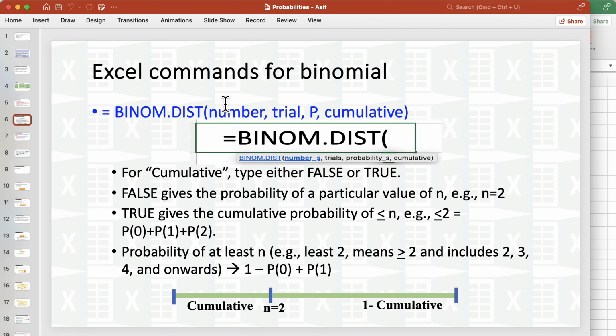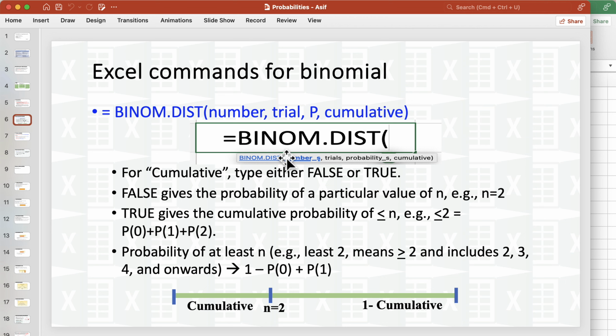We will do binomial probability in Microsoft Excel. We'll be using this formula, which is binom.dist, a contraction of binomial distribution. And when you write parentheses, it gives this pop-up suggestion, and it says that these inputs are required. So the first one, as you can see here, is number of outcomes. The second one is trial, the total number of trials, how many experiments there are, and probability. And the last one is cumulative.